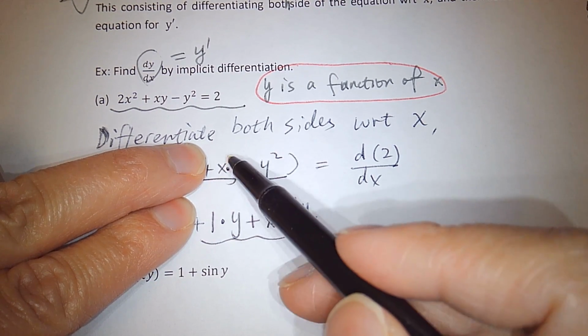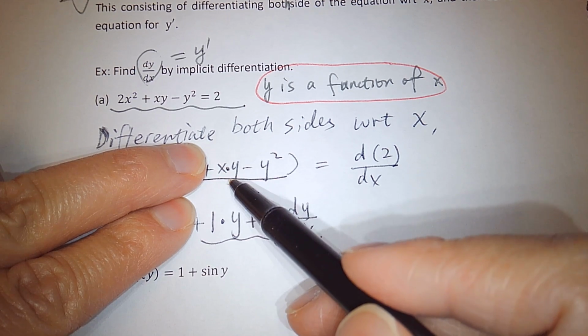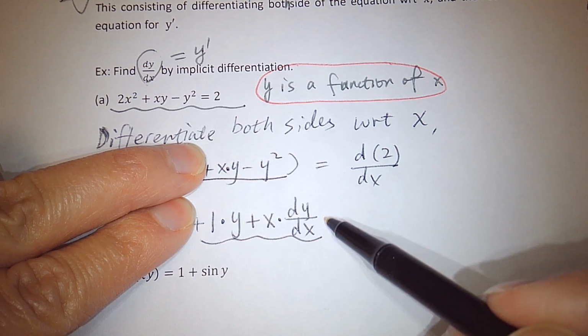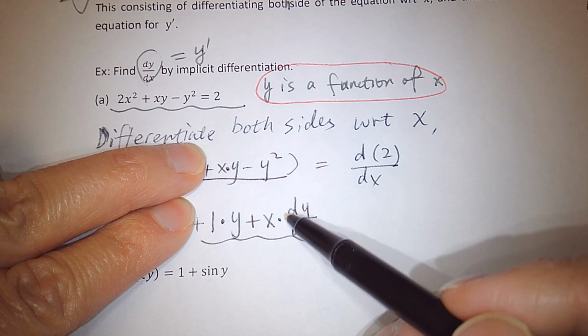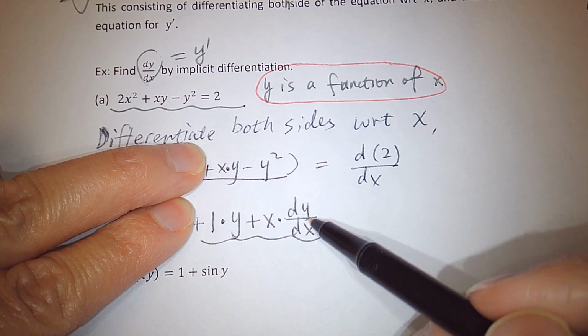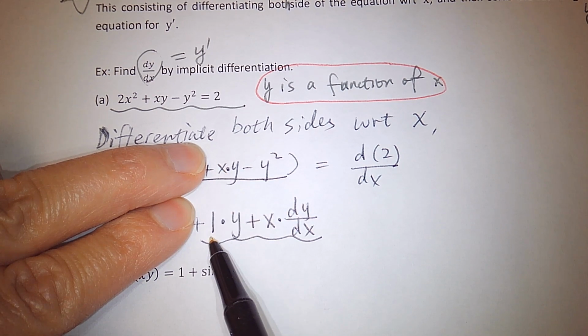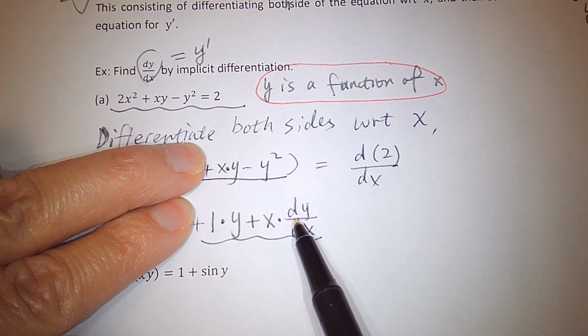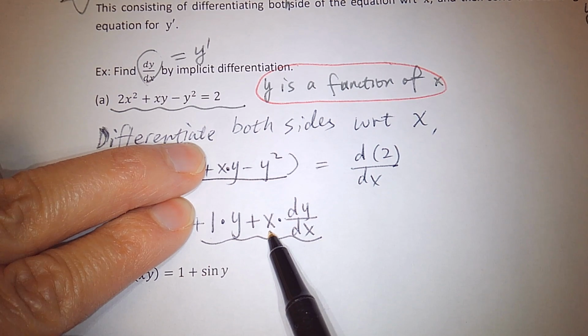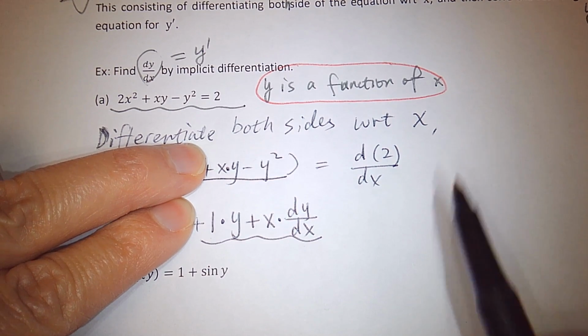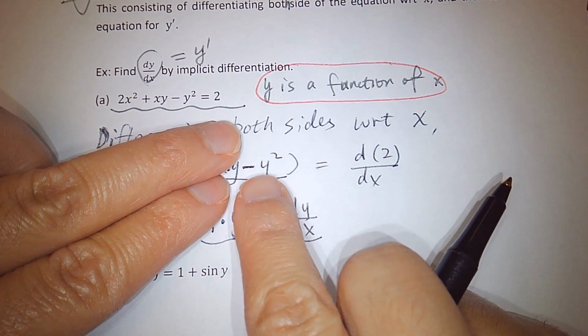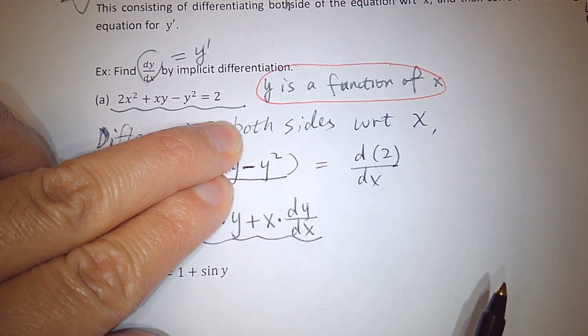Okay, x is an independent variable, y is a function of x. So when we differentiate y with respect to x, we write dy over dx, and this is our y prime, right? You see that? Product rule, right? Differentiate x gives us 1 times y. Differentiate y gives us dy over dx times x, right? Everybody? Okay.